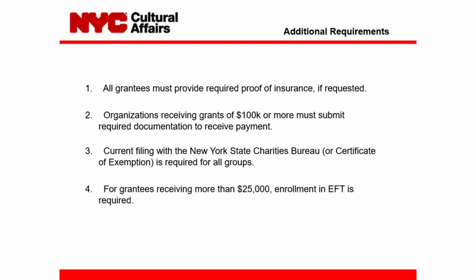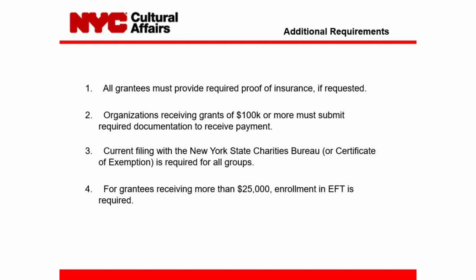Before we delve into payments, there are 4 additional requirements that do not require uploading that you must be aware of. 1. All organizations must have insurance and provide proof of insurance if requested. While we expect all groups to have insurance, only groups receiving awards of $100,000 or more need to submit documentation at this time. If your award total is less than $100,000, you will not see fields for uploading insurance documents in your fund materials upload form because you are not required to submit proof of insurance at this time.